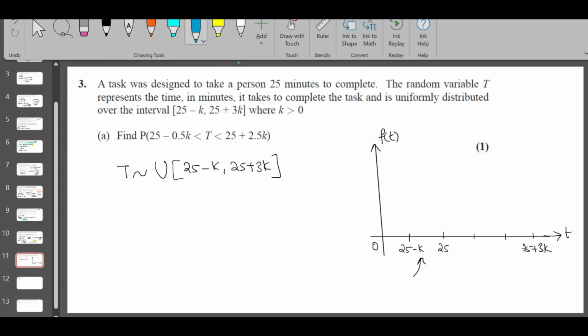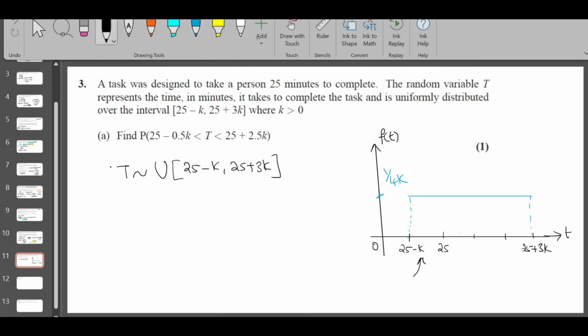So the function, if you draw it, goes from 25 minus k to 25 plus 3k. The height will be 1 over b minus a. When you subtract, the 25 will be cancelled, giving 3k minus minus k. So you're going to get 1 over 4k, right?